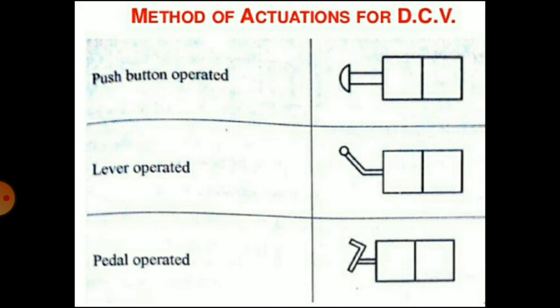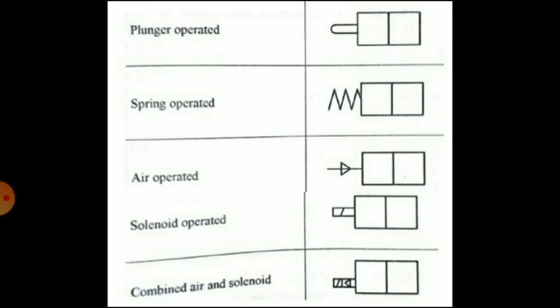So these are the methods of actuation, and the symbolic representation is given on the right hand side. Push button operated, the symbol is shown in the slide. Then lever operated, pedal operated, plunger operated, spring operated, air operated, solenoid operated, and combined air and solenoid.